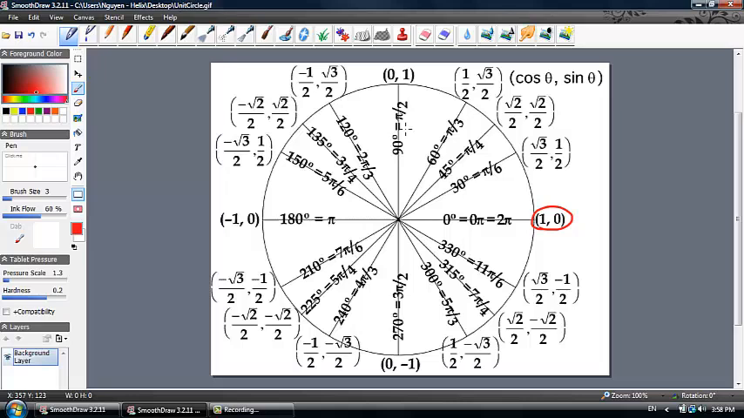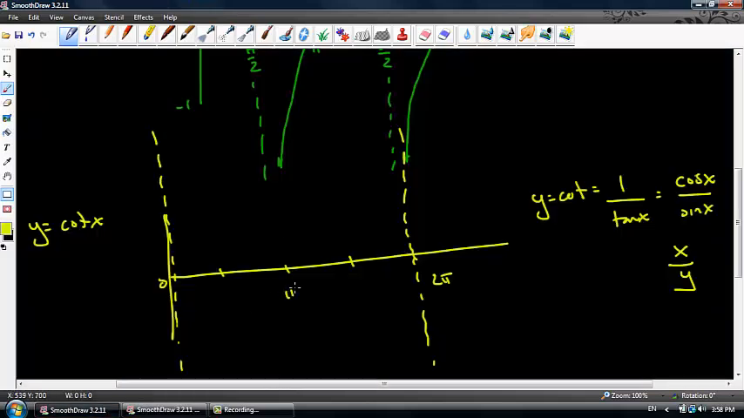Well, here at pi over 2, remember it's x divided by y, so it's going to be 0 divided by 1, no problem there. At pi, I have negative 1 divided by 0. I have an asymptote at pi. So let's draw an asymptote there. And then at 3 pi over 2, I'm safe.